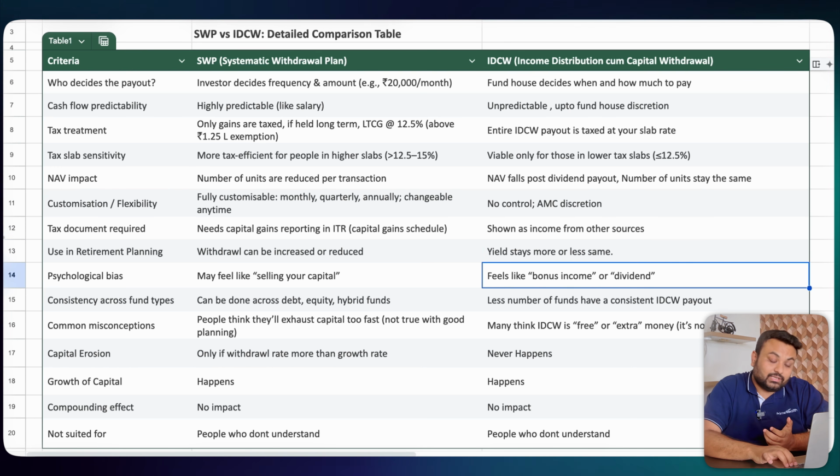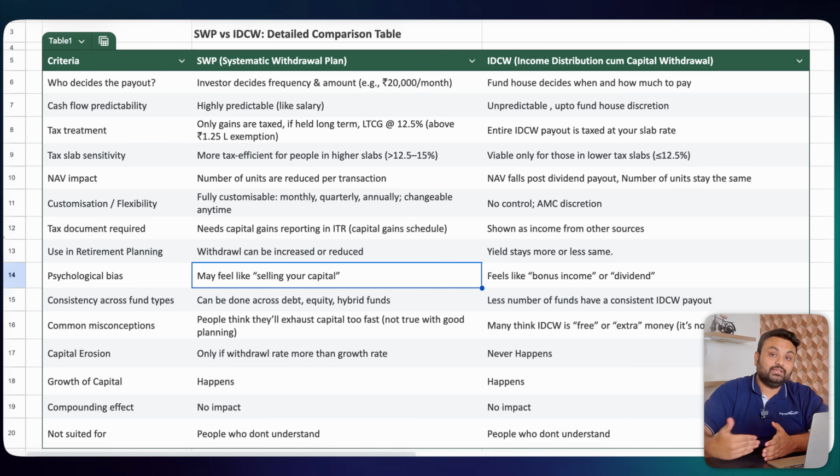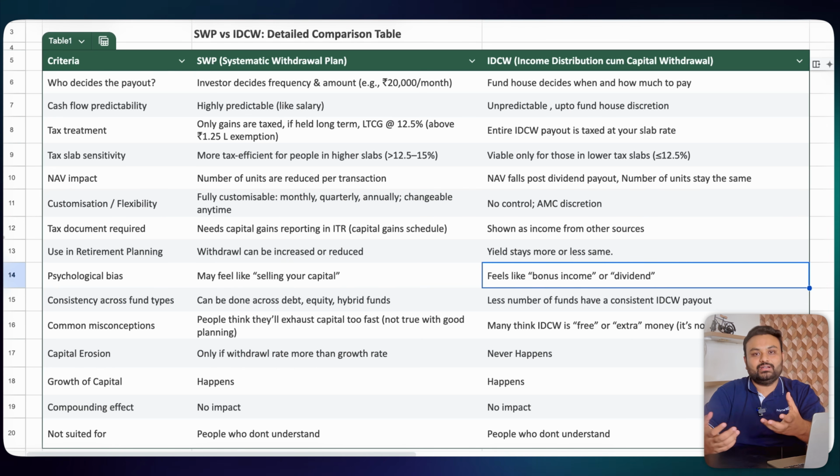There's one psychological bias also. In case of SWP, because you are selling units every month, it feels like you are going to lose out on the capital and that fluctuation might be much higher. But in case of dividend, it feels like a bonus income or a dividend where your corpus more or less stays the same and you get additional money credited to your bank account.